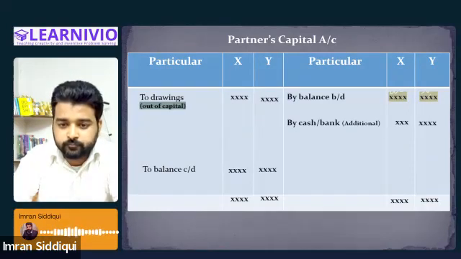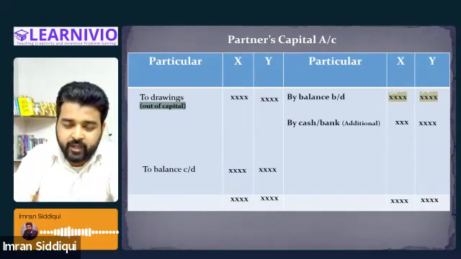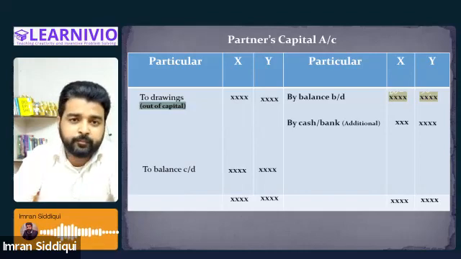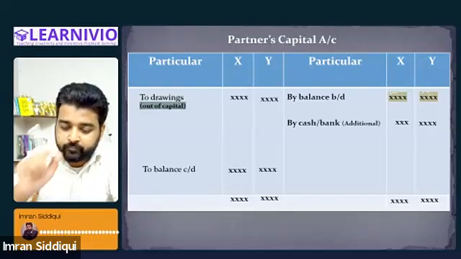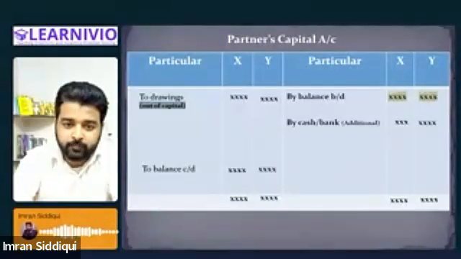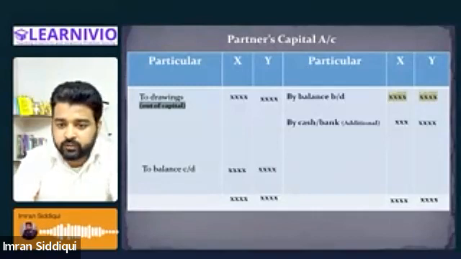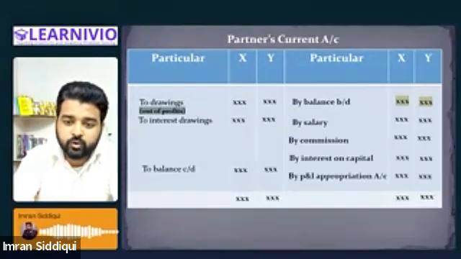It's clear, sir. Now, as I told you, under the fixed capital method, we have to prepare two different accounts, right? One is the partner's capital account, and one more account is prepared to record the transactions relating to the partner, which is called the current account.